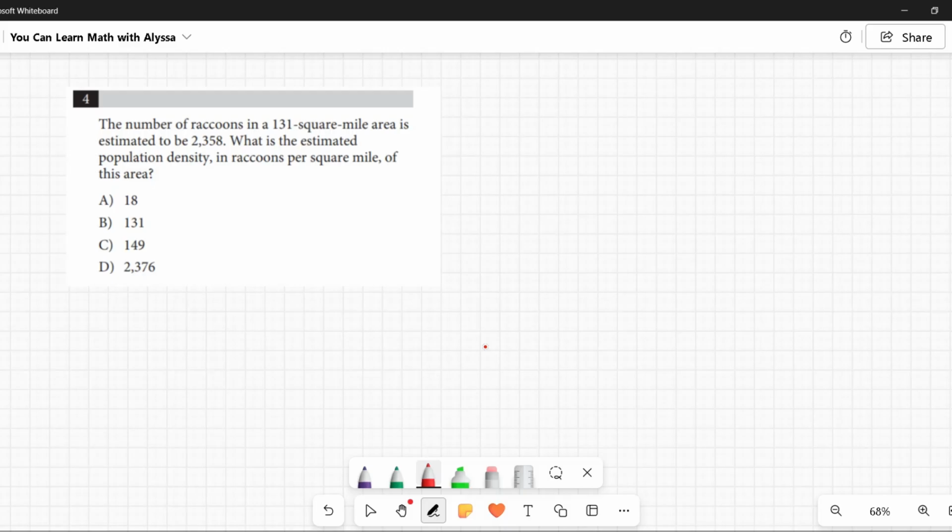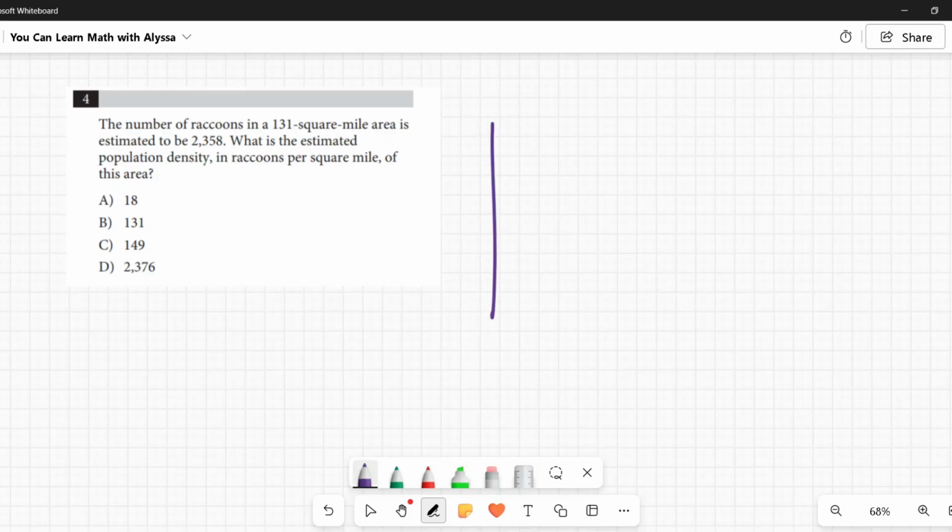Number 4, the number of raccoons in a 131 square mile area is estimated to be 2,358. What is the estimated population density in raccoons per square mile of this area? Population density is just saying how things are spread out. It's an average, as it were.